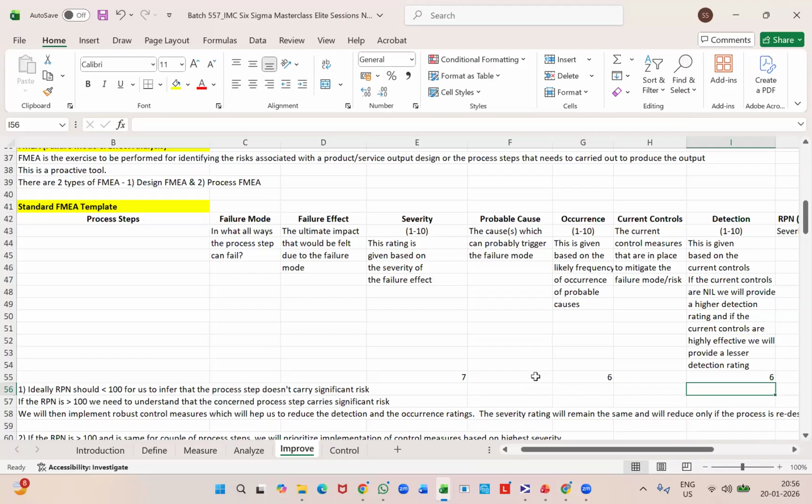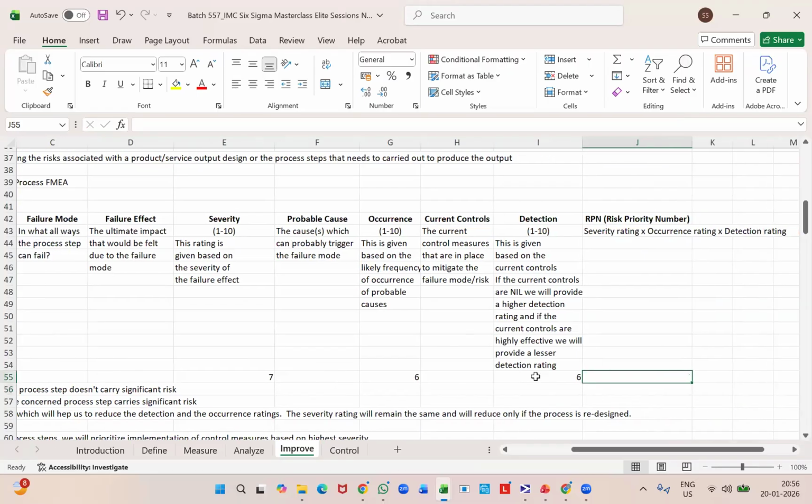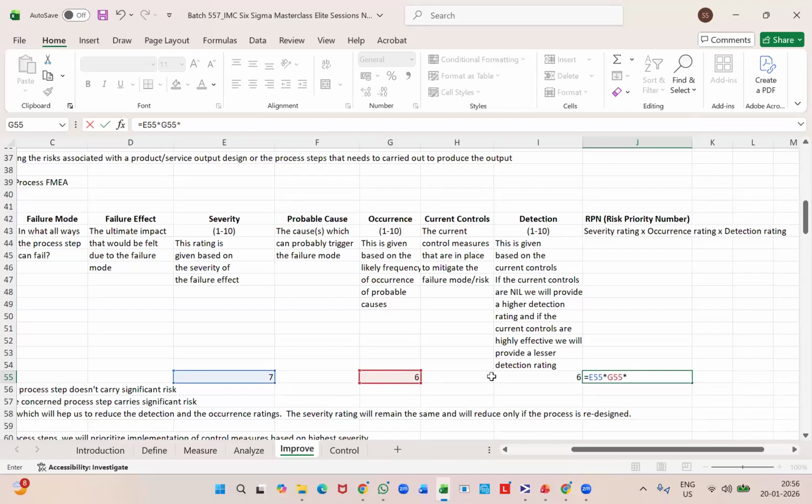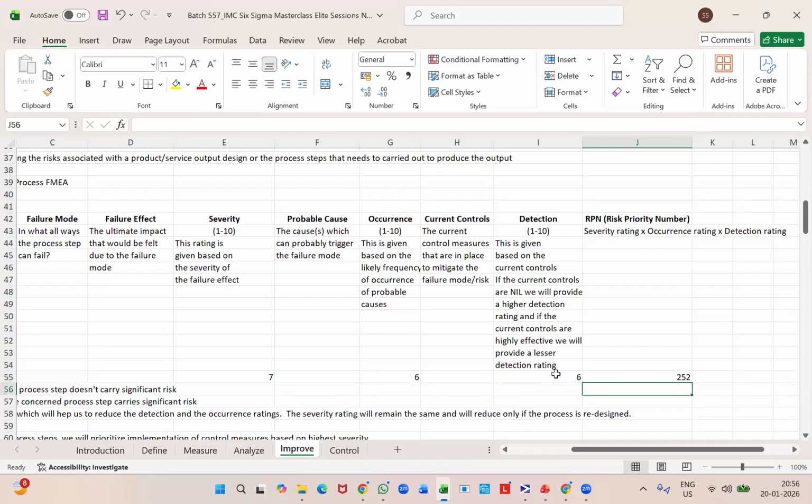If the current controls were not there at all, as I told you, I would have given a higher detection rating. But there are some control measures, though manual in nature, and there is every possibility that people may miss out looking into that manual logbook. So I'm giving a moderate rating for detection. Now I will calculate the RPN value, which is the severity rating multiplied by the occurrence rating multiplied by the detection rating. So we get an RPN of 252.